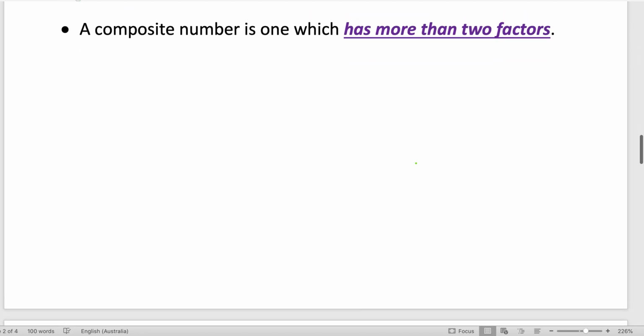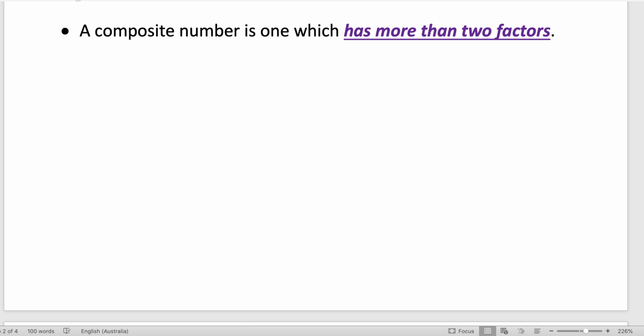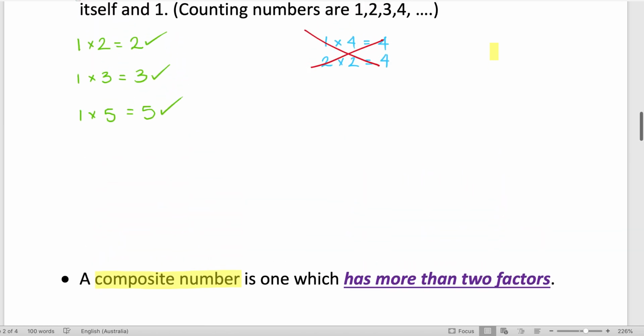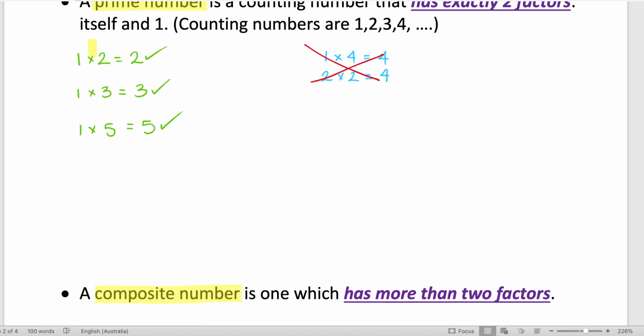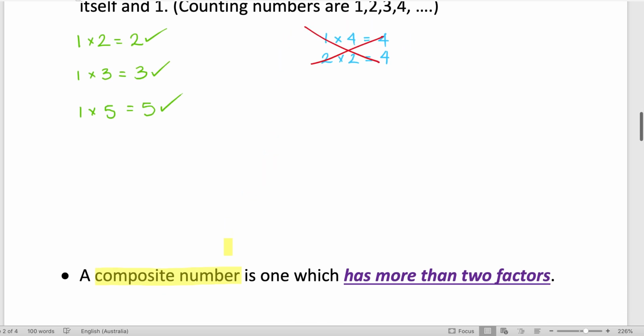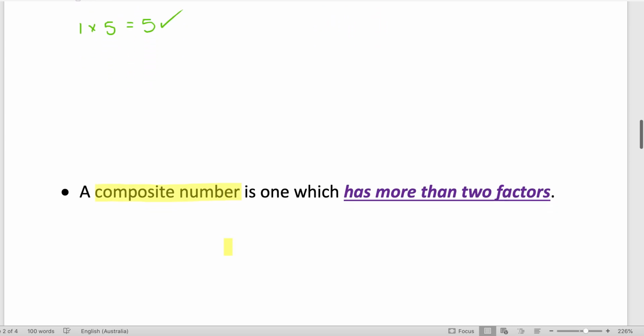And the definition for a composite number: a composite number is one which has more than 2 factors. So if we look at the example that we had just before, here in green we had my prime numbers. I only tested up to 5, but I found that 4 was a composite number because it has more than 2 factors. So a composite number is one which has more than 2 factors.